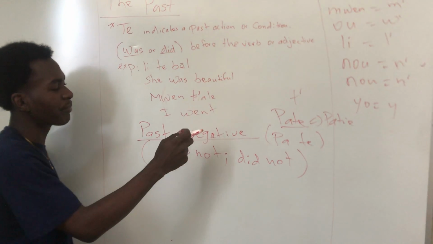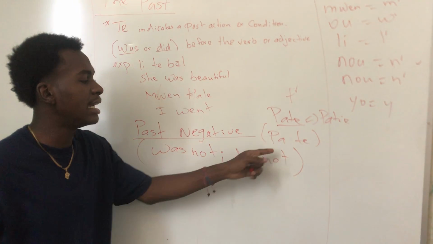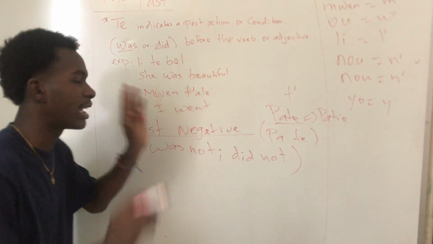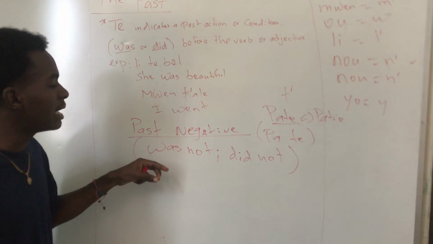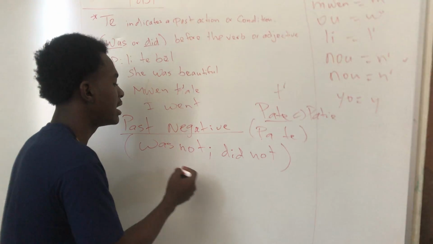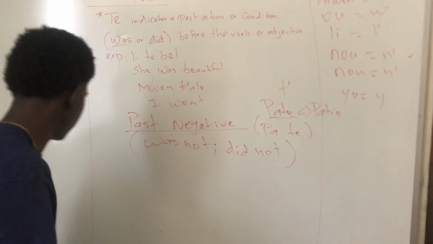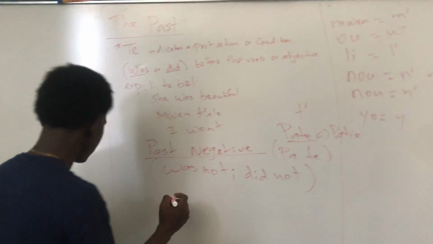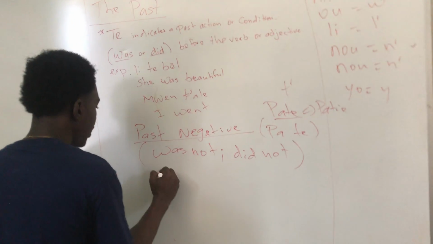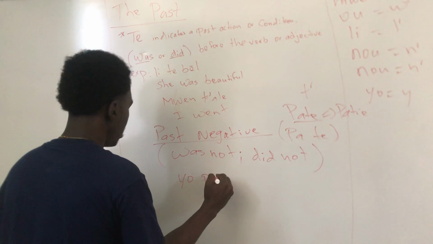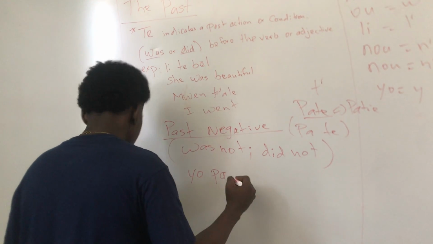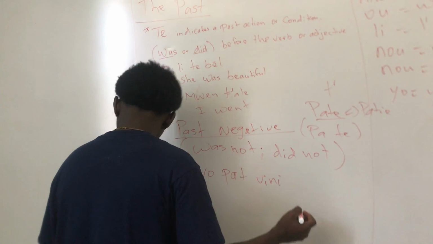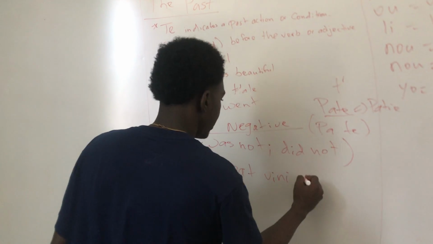I said that the past negative is pa ti in Haitian Creole. Pa and ti, not pati, pa and ti. And it's translated to American English as was not or did not. And in some examples we have: Yo pat vini, yo pat vini.